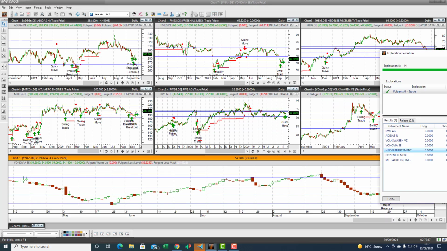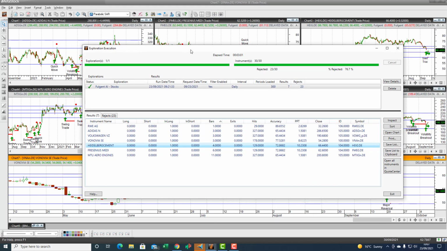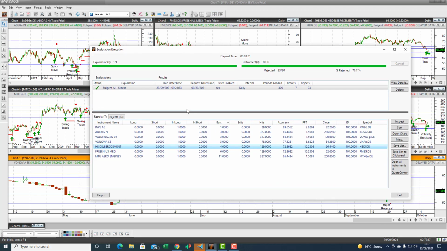So that's how we run the screen, select the Xetra DAX 30 stocks, and that's how we find these high probability trade setups using the artificial intelligence engine.